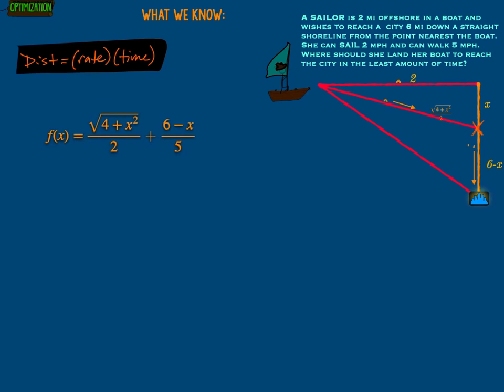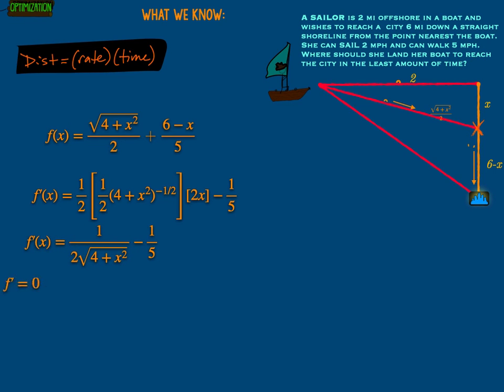Okay, so our function, if we find its derivative, for the first one, remember really that the 2 and the 5 that are on the bottom, they're just constants, we can pull them out. So for the first one, we're going to have 1/2 times (4 plus x squared) to the negative 1/2 times the derivative of 4 plus x squared. And then minus, well, 6 minus x, the derivative is just negative 1.